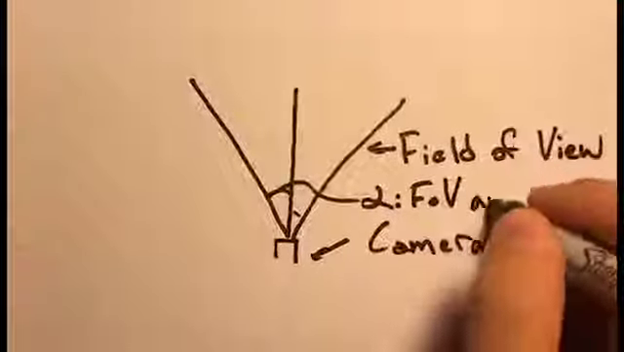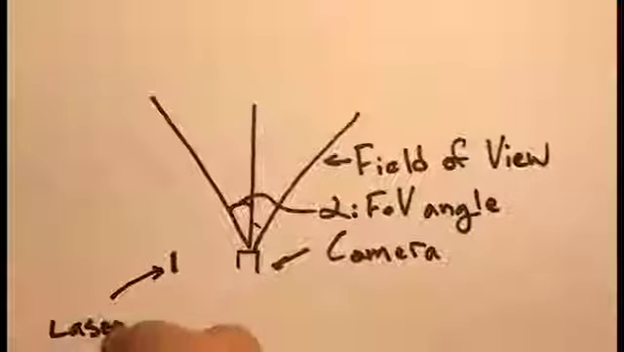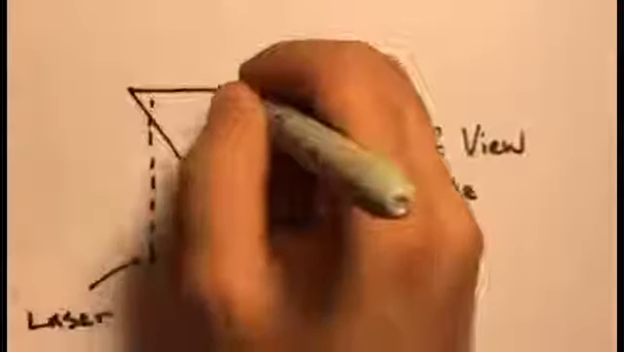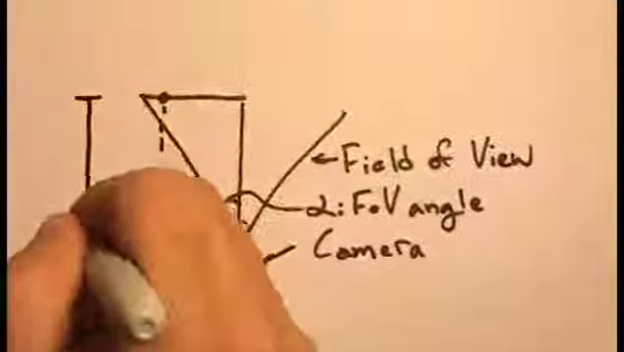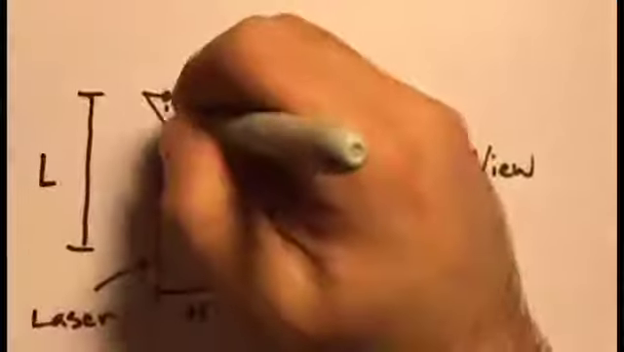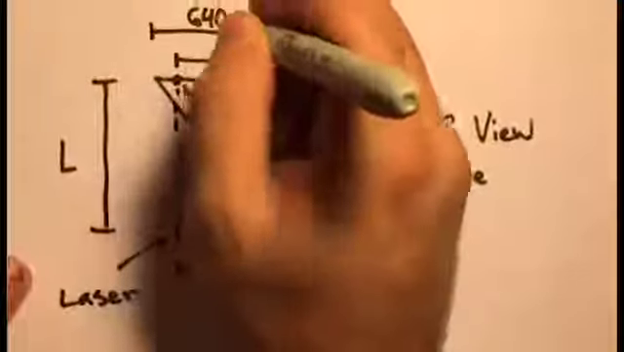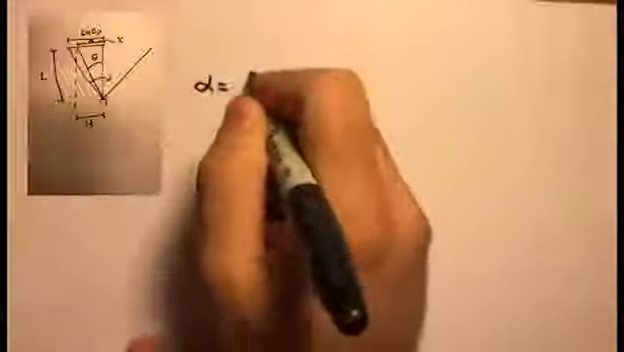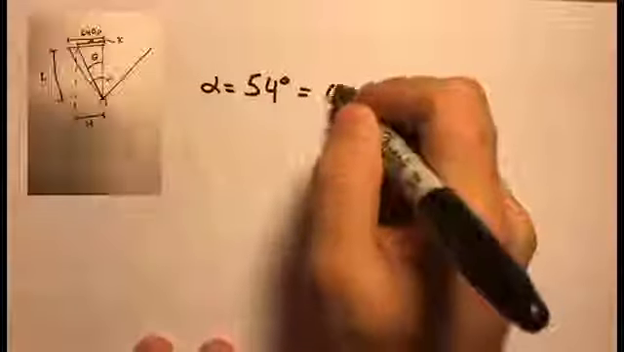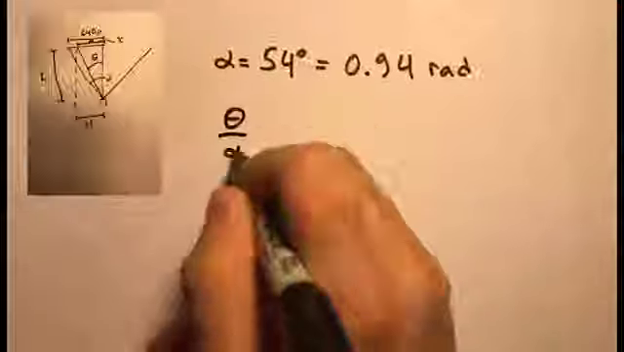Our sensor uses an active system with the laser acting as an emitter. H can then be used to represent the distance between the camera and the laser, and L the distance between the laser and the target. The angle between the target and the axis of the camera can be called theta. The laser spot on the target will be x pixels from the center of the camera, and the camera is known to have 640 pixels on half of its field of view. Alpha is known to be 54 degrees, which is about 0.94 radians.